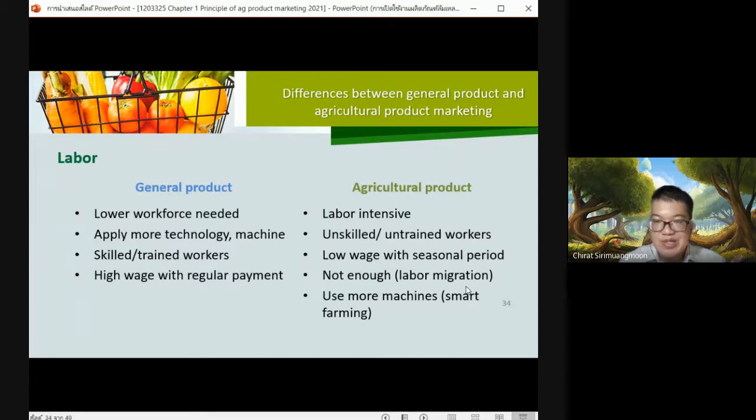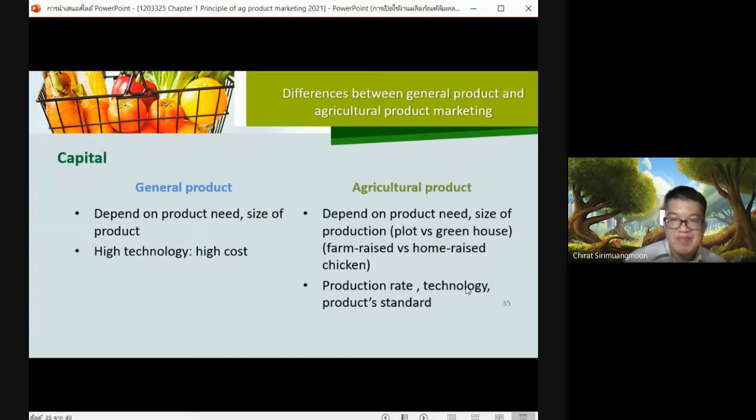And sometimes you need to have immigrant workers or workers from other countries, then use more machines. For now, we have the policy to be smart farming, but it's not applied quite well because we still focus on the labor work. So that is the labor, and the capital, or the money.